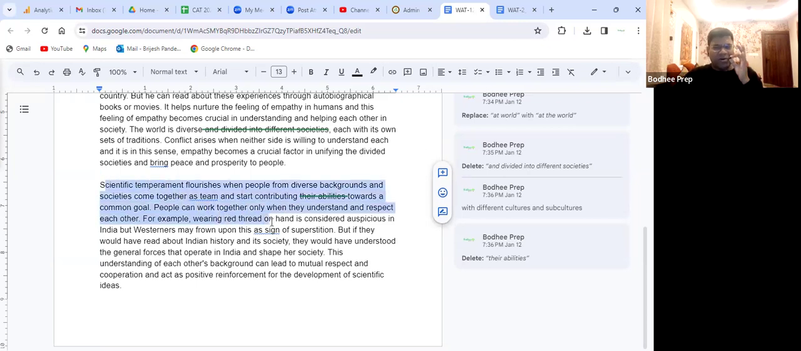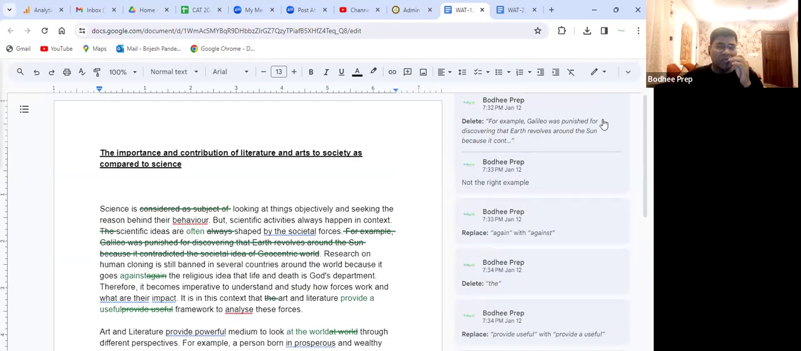I feel that scientific temperament you have talked about, but what happens is the author definitely has not asked us to say how science contributes. The importance and contribution of literature and arts to society as compared to science. So this should be dealt with cursorily. In the sense, just give a small space to what science contributes to society. But 70% of the discussion has to happen on how art and literature contribute to society.